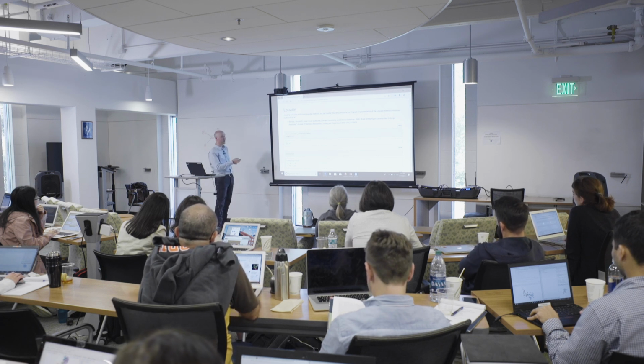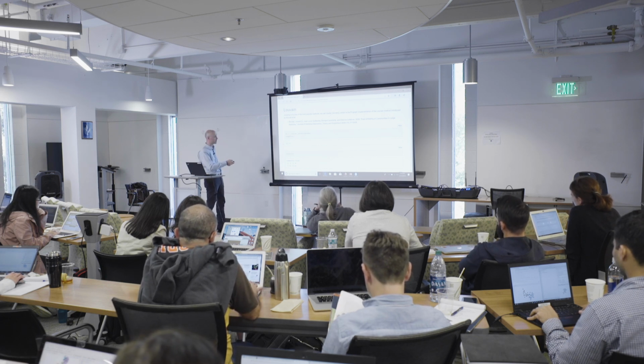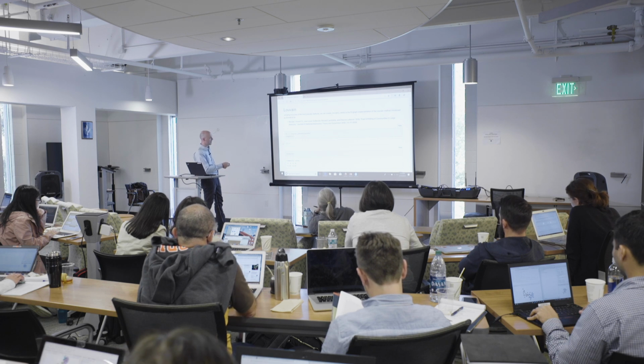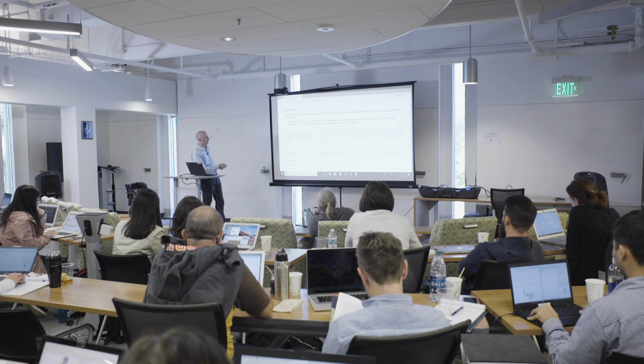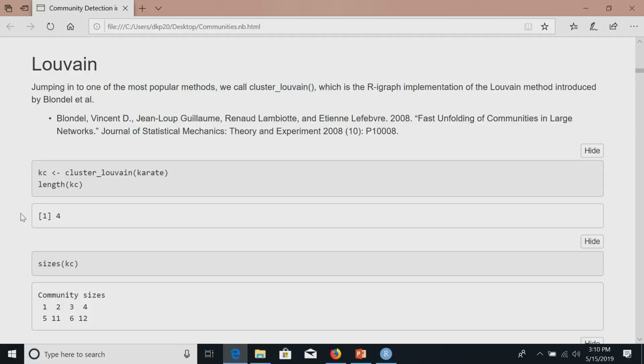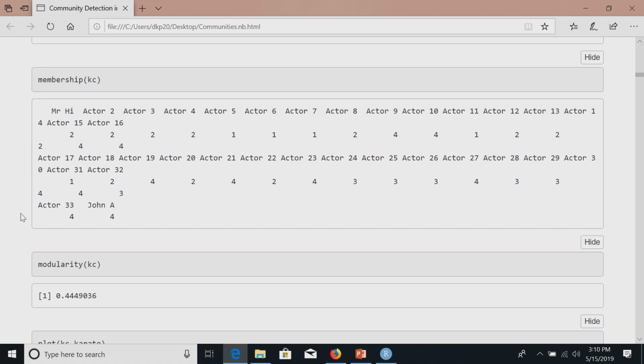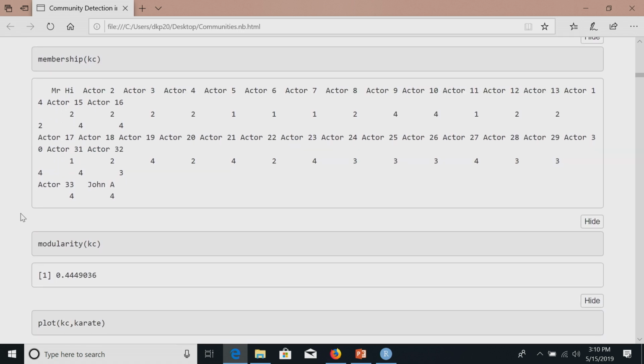So KC will be our community labels that we got from cluster Louvain right here. The way that it comes out, the length is the number of communities, and sizes tells you the sizes of those communities. Then you can use the membership function on this to see the labels. Unfortunately, the way that this wrapped, Mr. Hi is 2, actor 2 is 2, actor 3 is 3, and it wraps around, actor 15 is in community 4, actor 16 is in community 4.